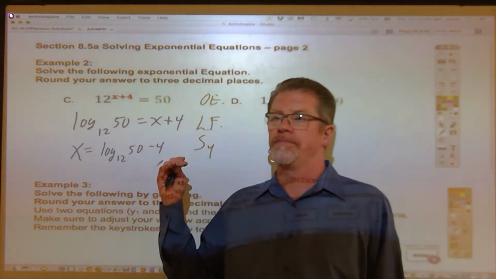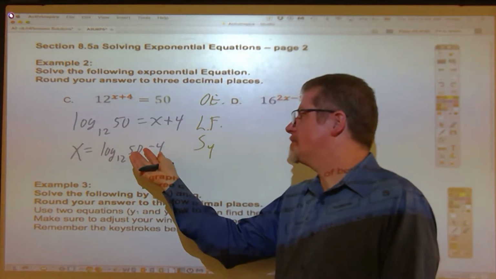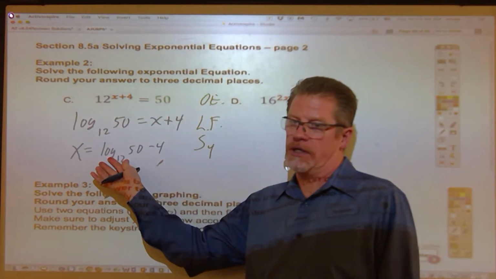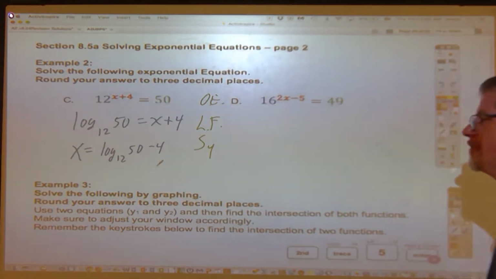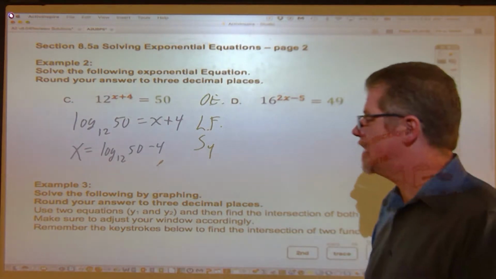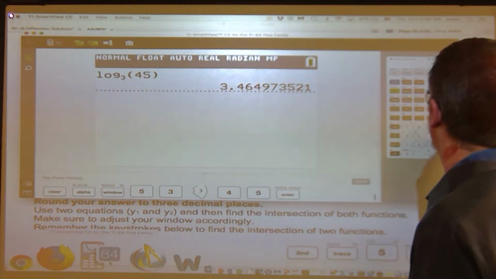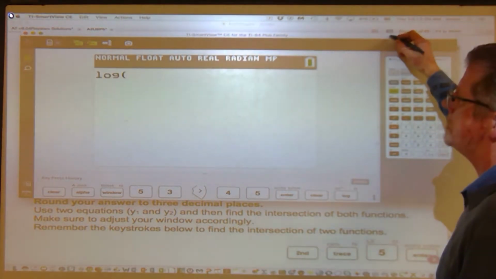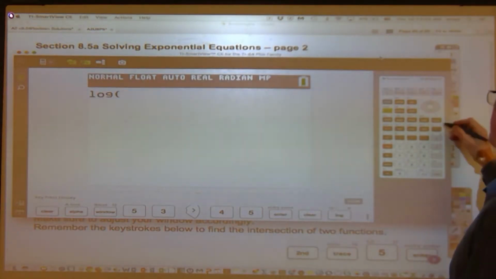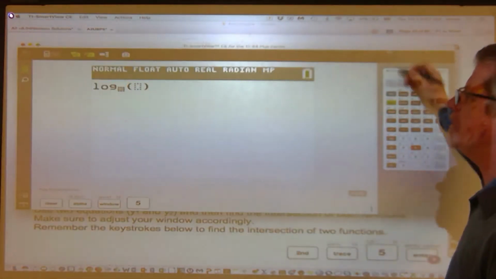Due to order of operations, you cannot subtract before taking the log. And since we can't simplify log base 12 of 50, it's just log base 12 of 50 minus 4. In fact, to prove to you that it's not the same thing as log base 12 of 46, let's compare the two. Let's compare log base 12 of 50.